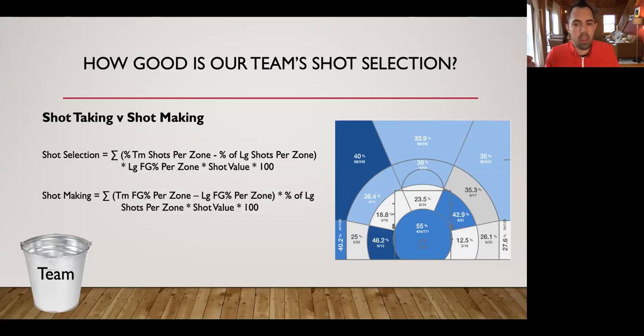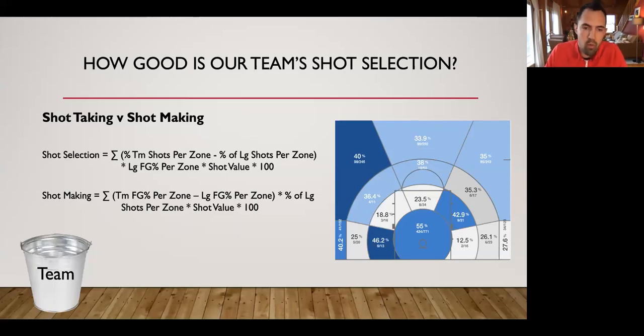Then you can run the same thing, but you can do it the opposite way. You can do it for accuracy. So you run the same math, but you flip it around and you say, all right, if we were to hypothetically take the average distribution of shots, would our accuracy put us above or below average output for those 100 shots? So what you want, obviously, is you want to be positive in both. If you have a low single or a high single-digit positive number in both, you're a really good team.